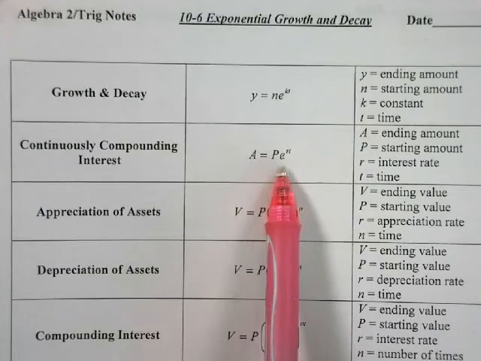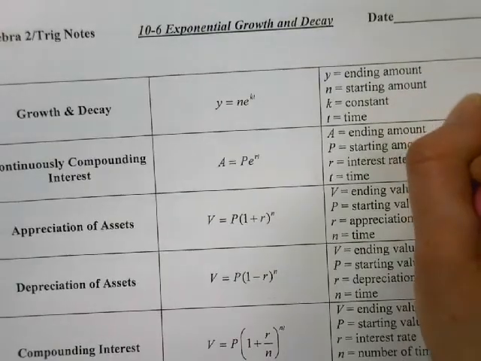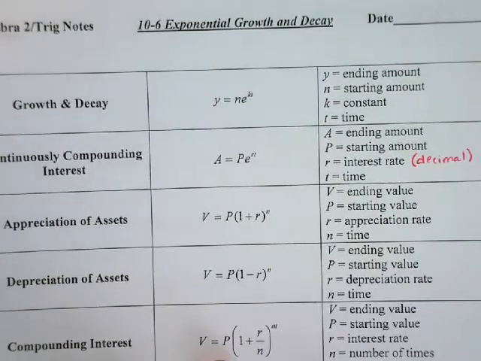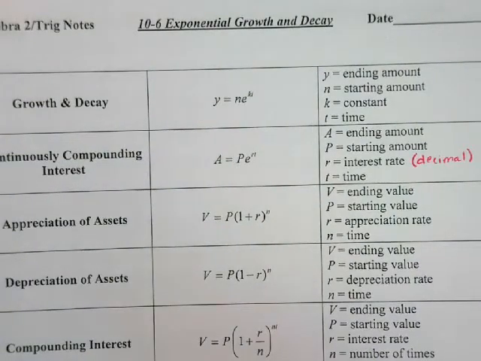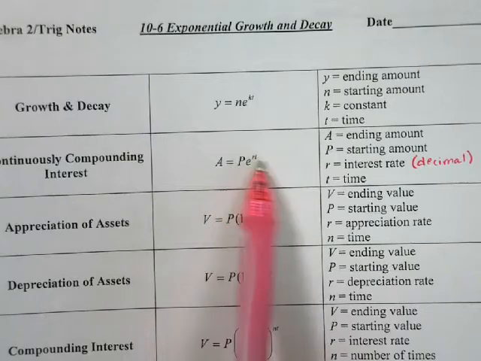0.25%, right? The thing with interest rate is I want you to think about them as the decimal version and not the percent. Again, T is time. Okay, so same thing. Ending amount, starting amount, E, rate and time.